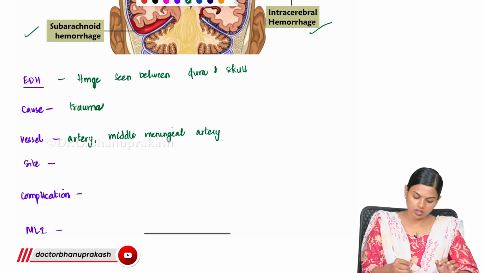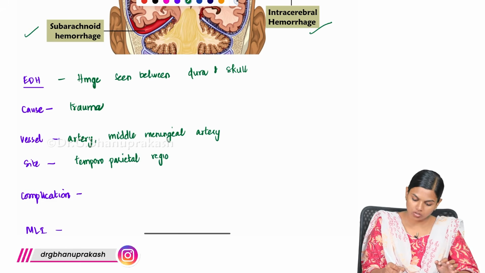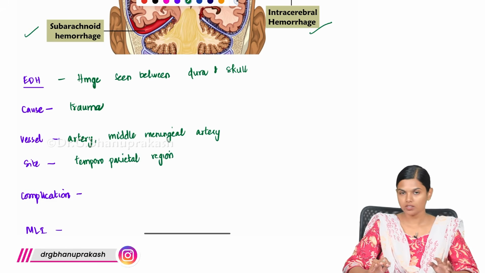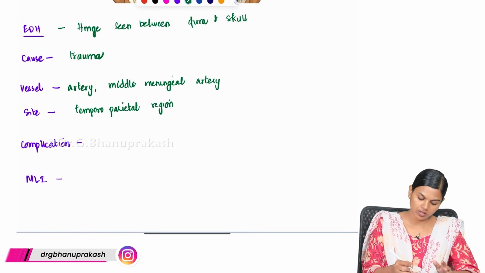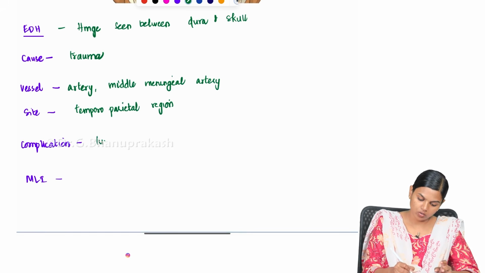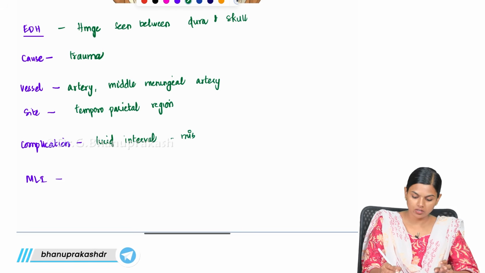and it is mostly seen over the temporoparietal region. Temporoparietal region is the most common place where you will be seeing this extradural hemorrhage. And the complication is that the first thing you will be seeing is the lucid interval. So you will miss the case.